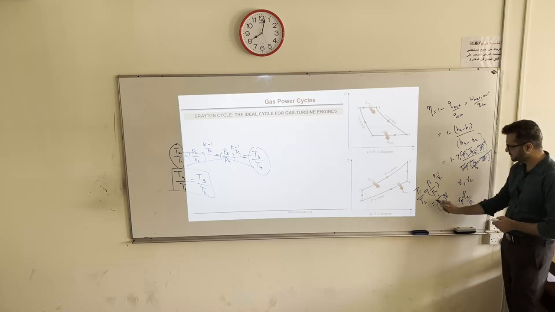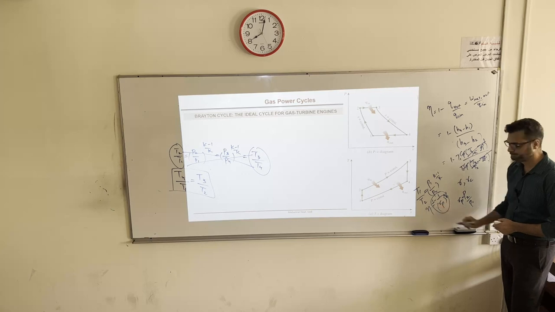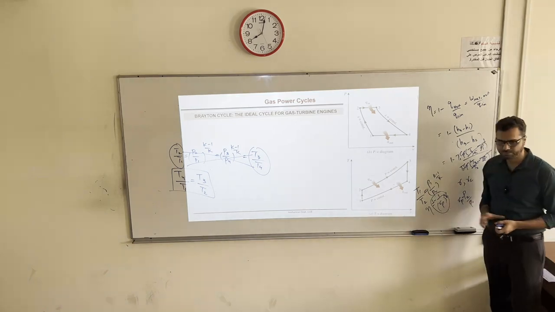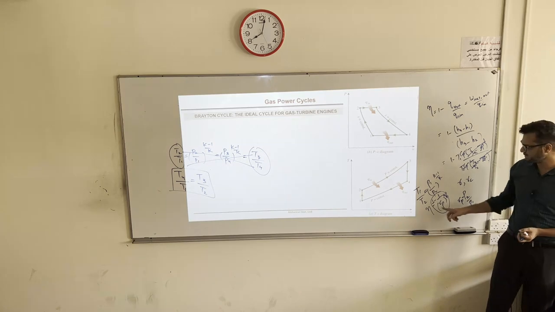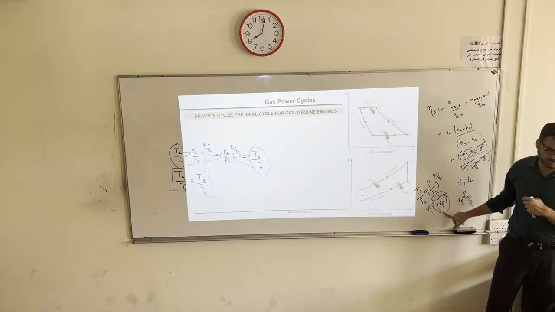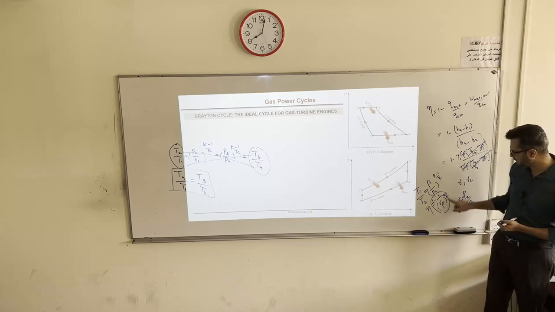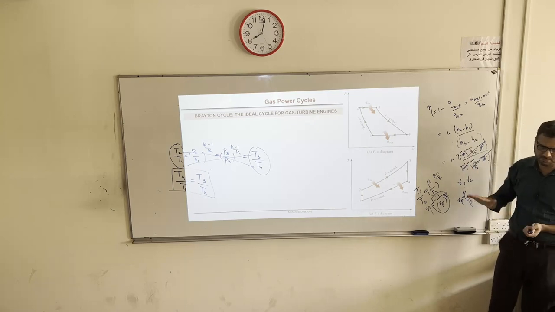So efficiency is only 1 minus 1 over Rp to the power K minus 1 over K. The efficiency of this ideal Brayton cycle is now represented in a very simple expression. It is very similar to Otto, 1 minus 1 over the compression ratio. Here it is the pressure ratio. And of course, this exponent is also different. There it used to be K minus 1; here it is K minus 1 over K.